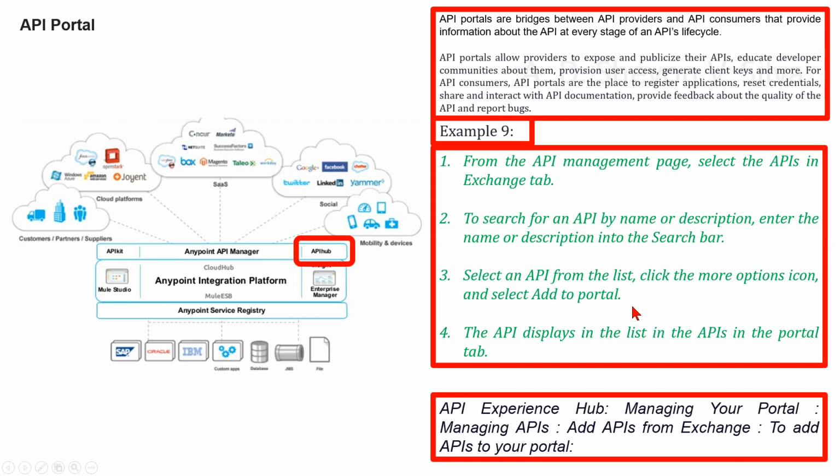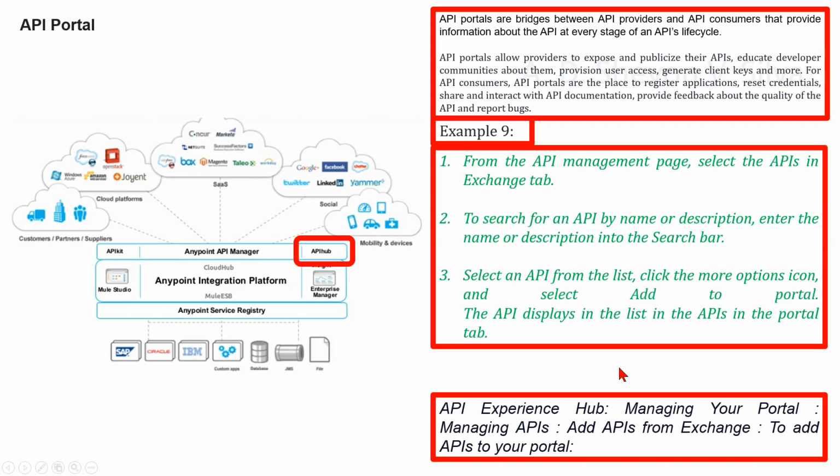Three, select an API from the list. Click the more options icon and select add to portal. The API displays in the first list in the APIs in the portal tab.